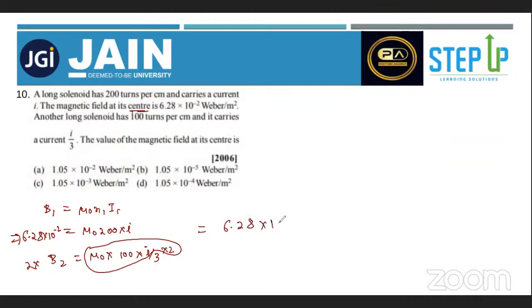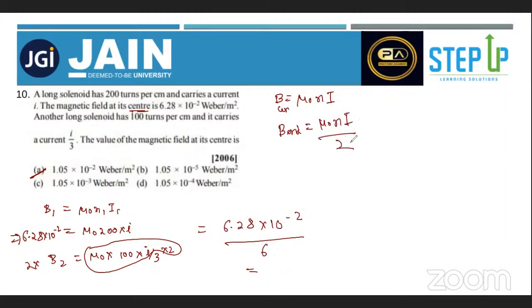So basically I'll get 6.28 into 10 raised to minus 2 upon 6, which gives me something around 1.02. So 1.02 is not there. Okay, 1.05 into 10 raised to minus 2 Weber per meter square. So this is the formula basically. When we write the magnetic field of a solenoid at the center, it is mu naught Ni. And at the end, it is mu naught Ni upon 2.